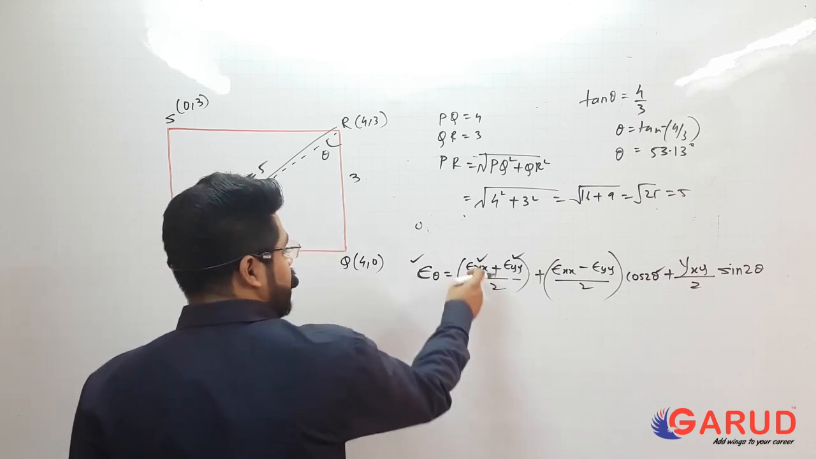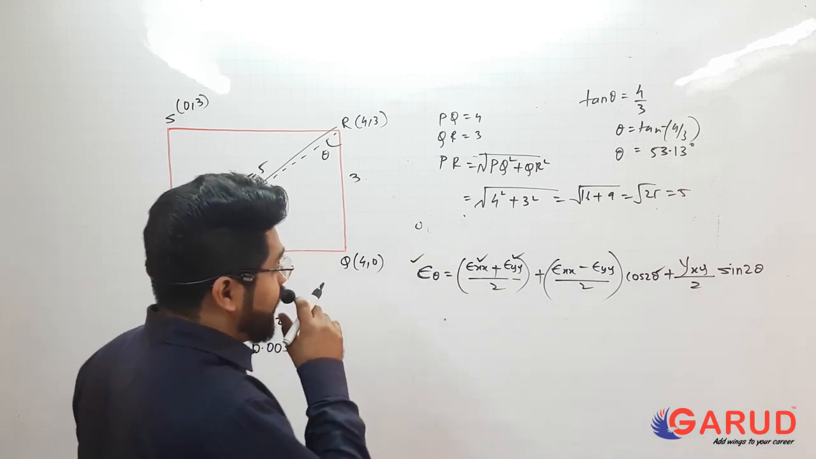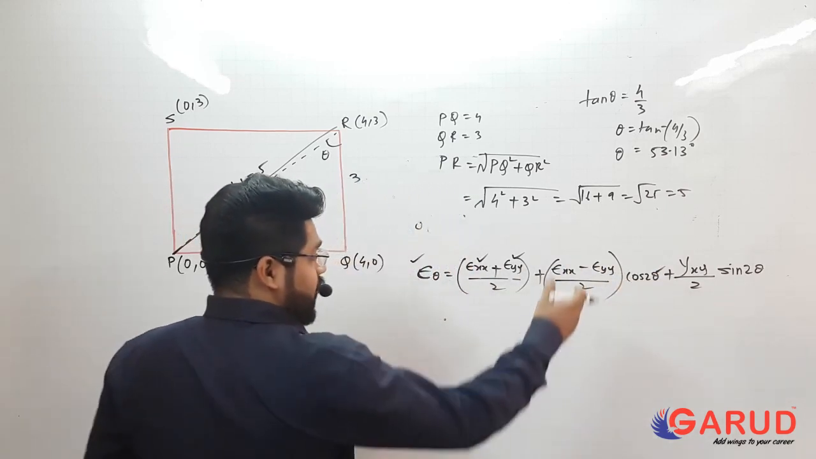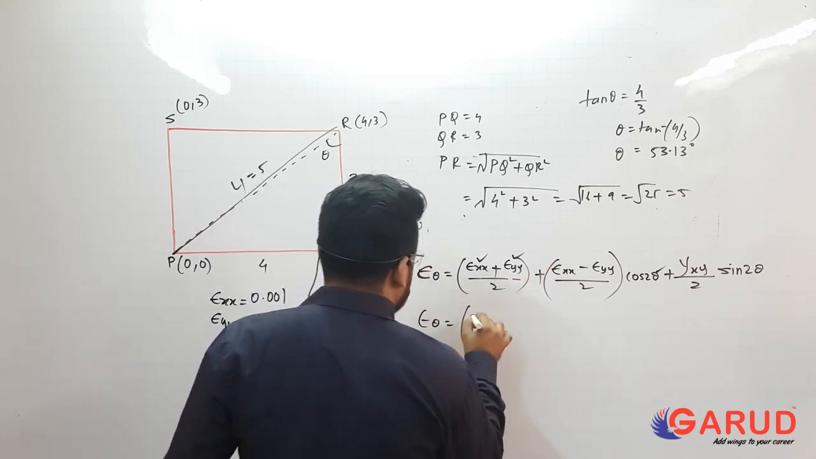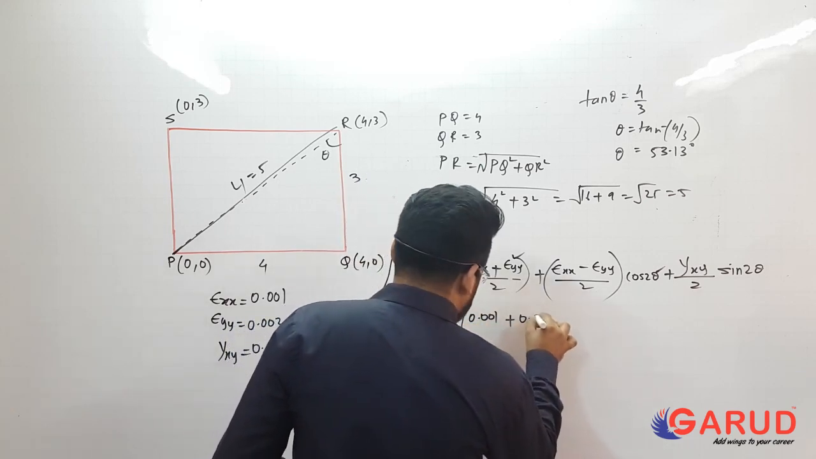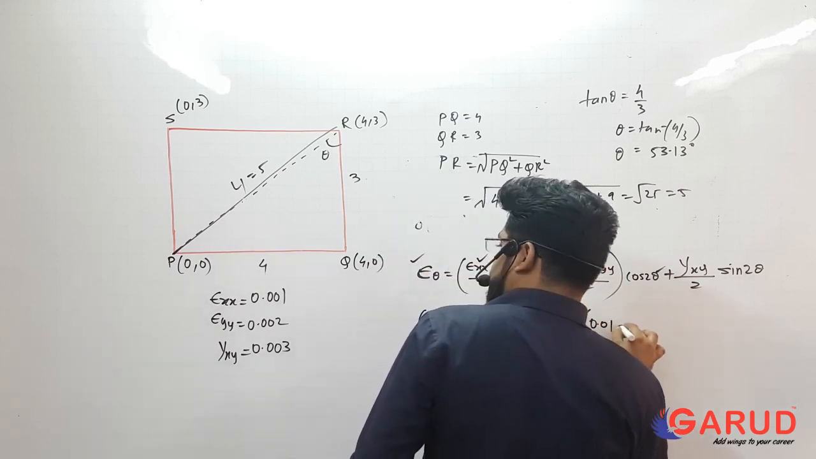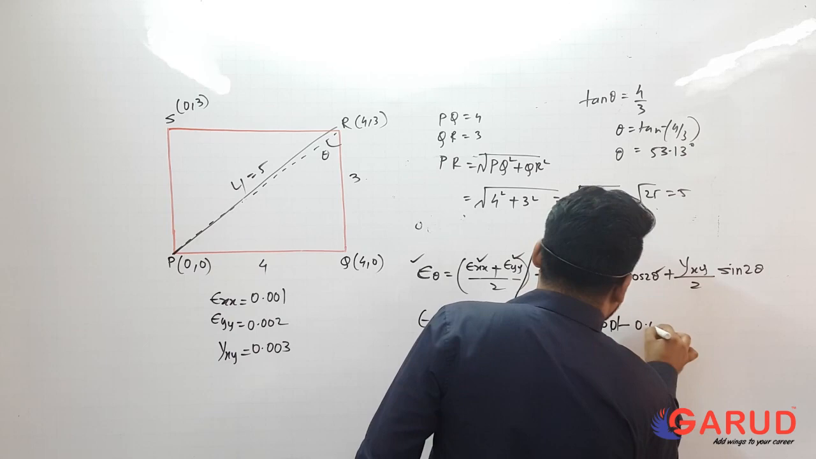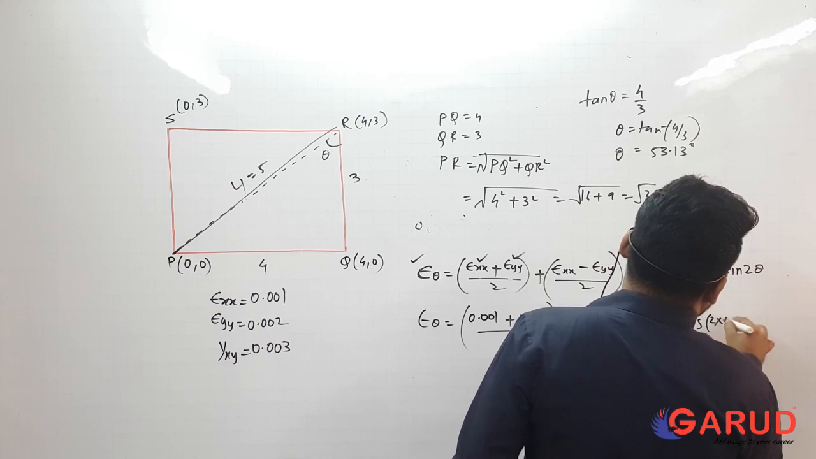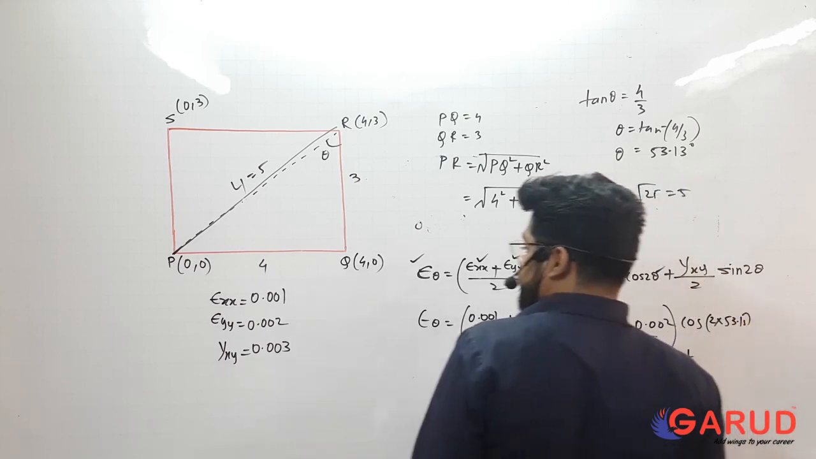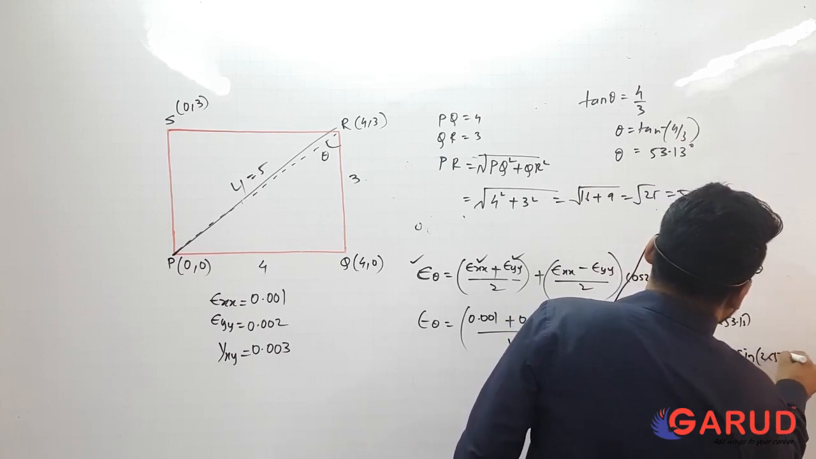Well, now what can I do? I know the value of epsilon xx, I know the value of epsilon yy. I will just put in the values of epsilon xx and epsilon yy, the value of gamma xy and the value of theta, and I will get the value of epsilon theta. Just let me put the values. My values are like 0.001 plus 0.002 by 2 plus epsilon xx minus epsilon yy, that is 0.001 minus 0.002 by 2, cos of 2 theta, that is 2 times 53.13, plus gamma xy by 2, that is 0.003 by 2, sine of 2 into 53.13.